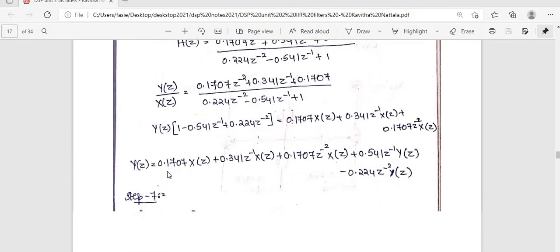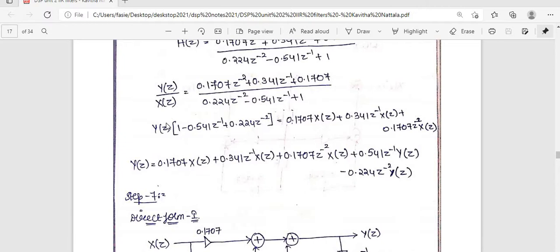This is nothing but the output value, y of z. We wrote it, and y of z stays as it is, while all the remaining terms we shift to the right side. Multiplying with y of z, 1 into y of z, then 0.54 into z power minus 1, with minus because we are shifting it to the right side. Similarly, 0.224 into z power minus 1 into y of z. It will be plus, and if you shift that side, it will become minus.